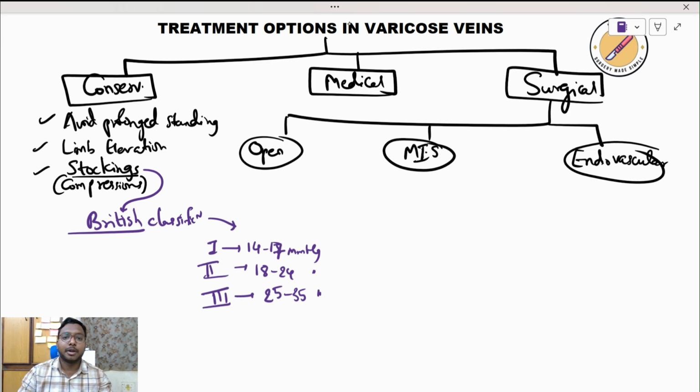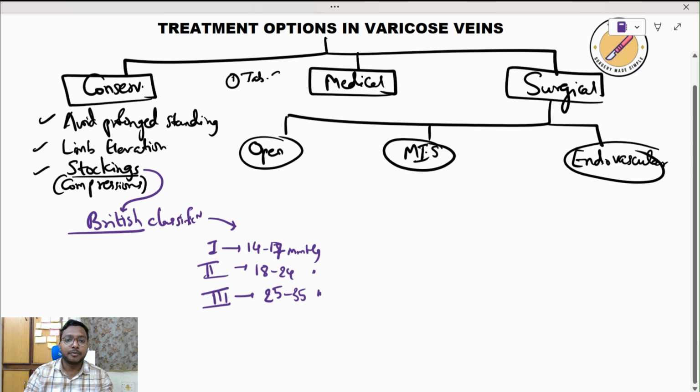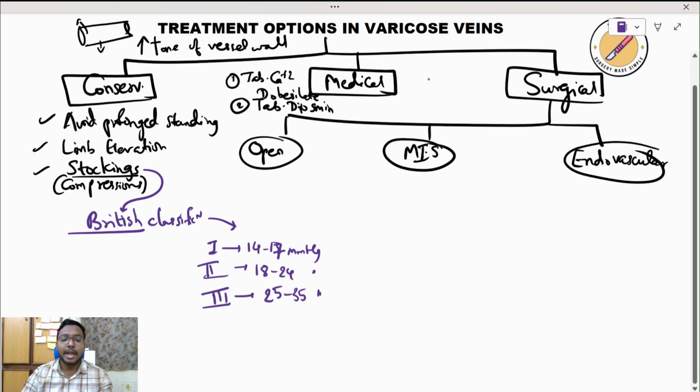So the next one is medical. Here we are going to increase the tone of the vein by giving certain drugs. What are the important drugs? First one is calcium dobesilate, tablet calcium dobesilate 500 mg BD. Second one is tablet diosmin, this is nothing but micronized flavonoids. The mechanism here is that normally in varicose veins, the tone of the vein is lost. So by giving these drugs, we are increasing the tone of the vessel wall. That is the aim of medical treatment.